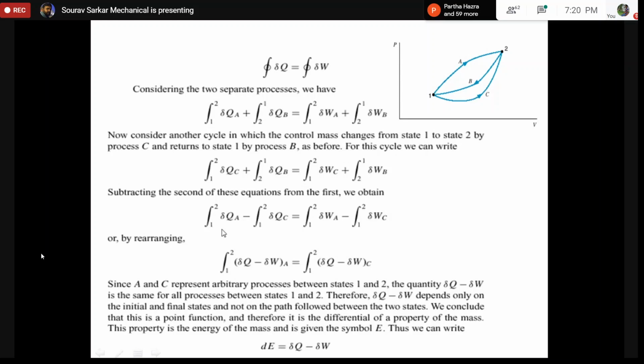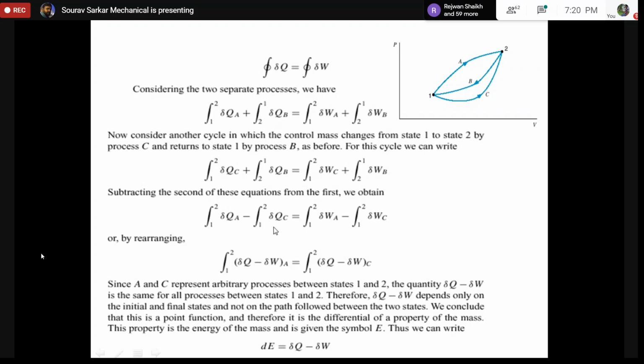If you follow here, do you see my mouse pointer? So if we follow my mouse pointer, you will see that it is integration 1 to 2 dqa minus integration 1 to 2 dqc. So in this case, these two terms, del qb and del qb, get subtracted. As they are getting subtracted, only dqa minus dqc exists, because I am subtracting this equation from this equation. So I am getting this equation.